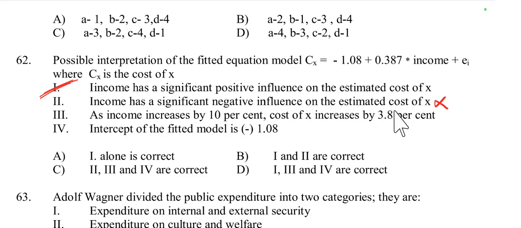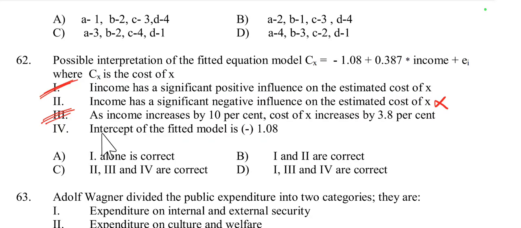Income increases by 10, cost of x increases by 3.8. Yes, because a coefficient of 0.387 suggests that for every 1 unit increase in income, the cost of x increases by 0.387. So in percentage terms, a 10% increase in income would correspond to a 3.87% increase. 10, 3.8, 100 means 38.7. So this is right.